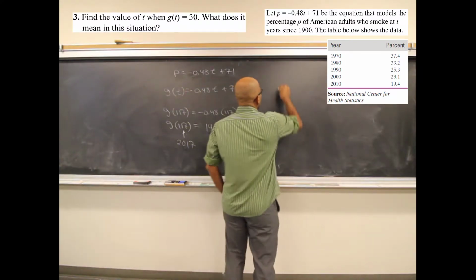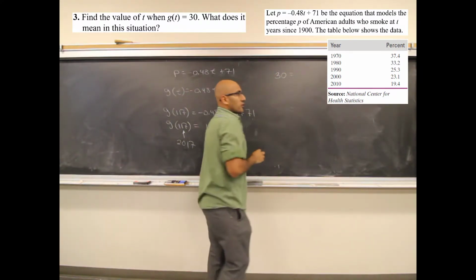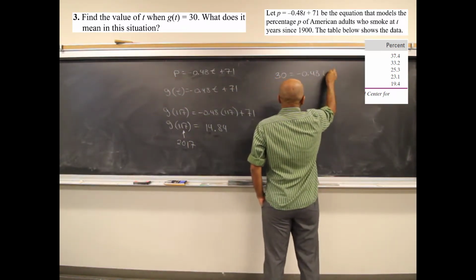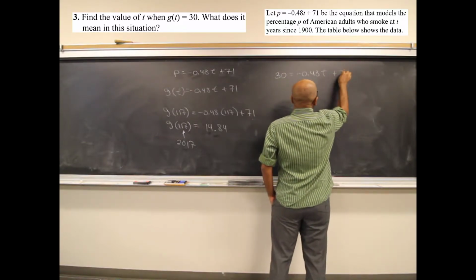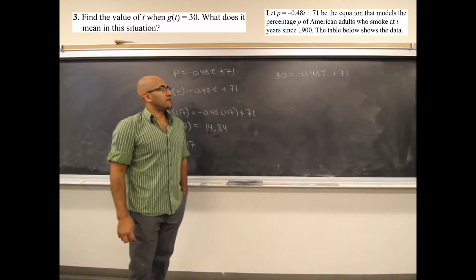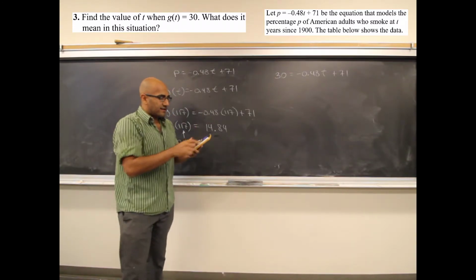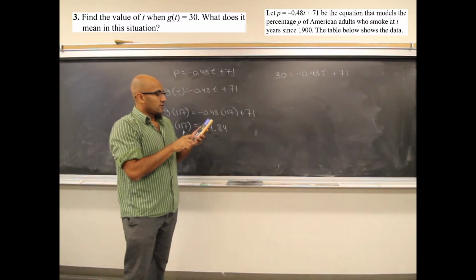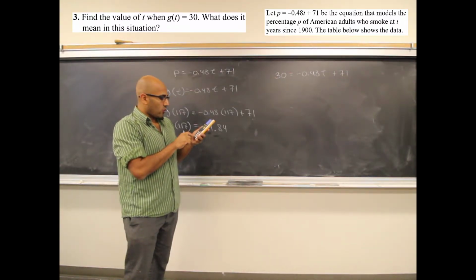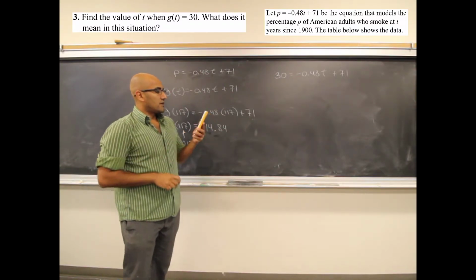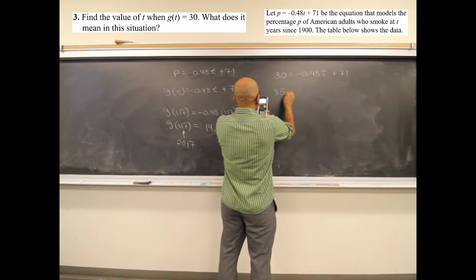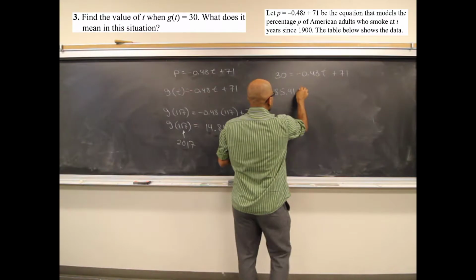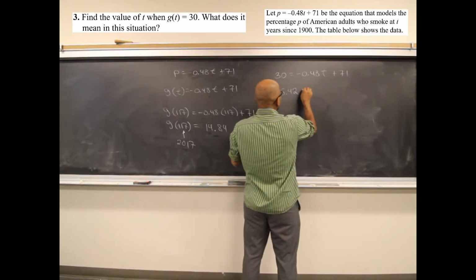Okay, so how do we do that? We set our equation equal to 30 and find the value of t. So we'll get negative 0.48 t plus 71. And now we solve for t. So we're going to subtract 71 on both sides and divide by negative 0.48. So 30 minus 71 divided by negative 0.48. I'm getting 85.4167. Round to 2 decimal places.